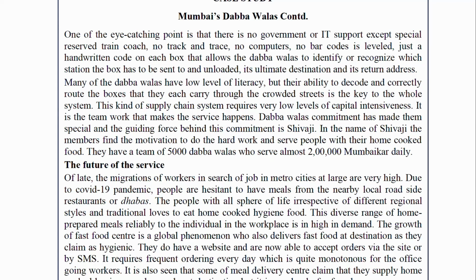This kind of supply chain system requires very low levels of capital intensiveness. It is the teamwork that makes the service happen. The dabbawalas' commitment has made them special, and the guiding force behind this commitment is Shivaji. In the name of Shivaji, the members find the motivation to do the hard work and serve people with their home cooked food. They have a team of 5,000 dabbawalas who serve almost 2 lakh Mumbaikars daily.